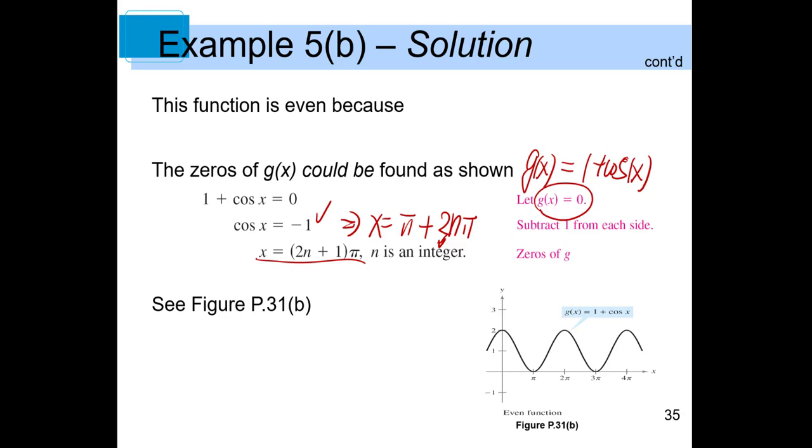As you can see, this is 1 plus cosine x, right? So here this is 0, and this is 0, at 3 pi, and then 5 pi, 7 pi, and negative pi, all of these. So that's basically everything on this section.